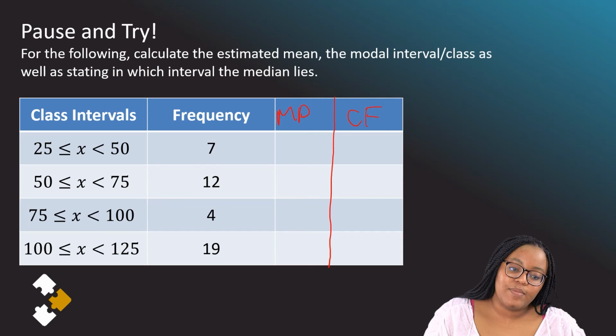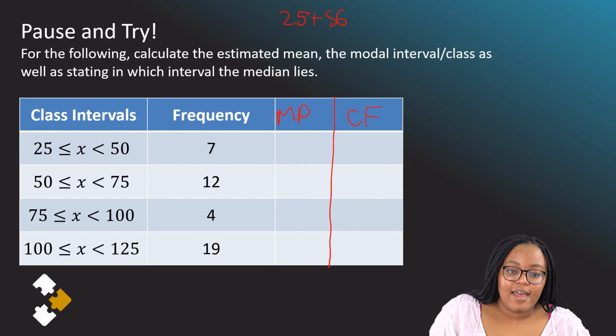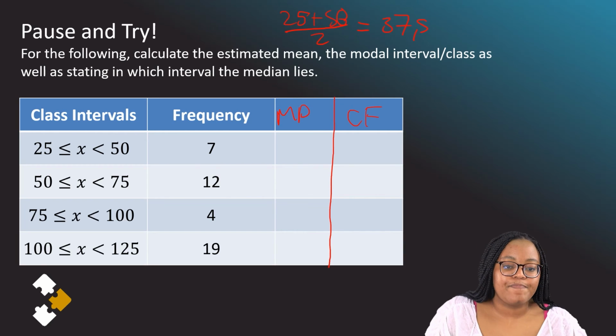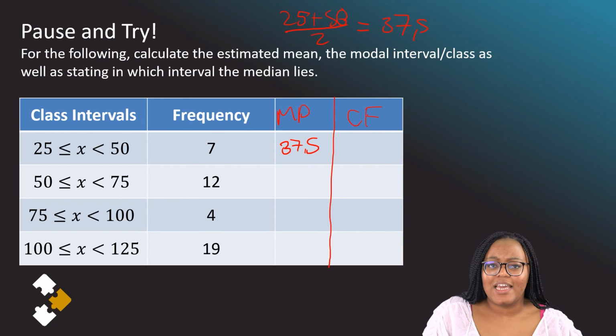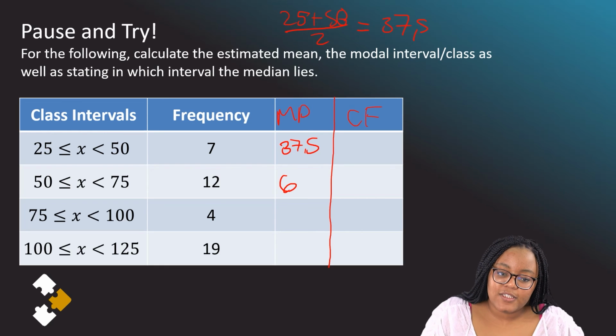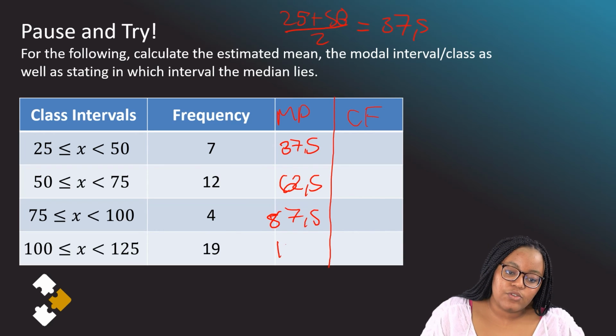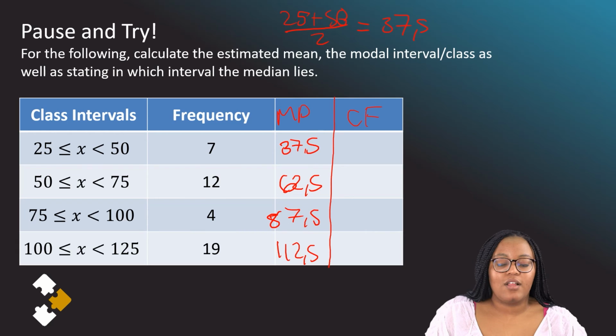For the class interval between 25 and 50, we will find our midpoint by adding 25 to 50 and dividing it by 2, which will give us a value of 37.5. So 37.5 is our first midpoint, and I'm going to do the same calculation for all the other class intervals, which will give us a value of 62.5 for the second, 87.5 for the third, and 112.5 for the last class interval.